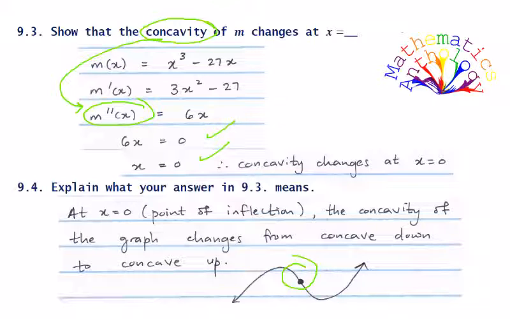Okay, 9.4, what does this answer mean? At x is equal to 0, which is the point of inflection, the concavity of the graph changes from concave down to concave up. As per my little diagram there, you can see that at the point of inflection the graph does actually change from being concave down, and after that point of inflection it changes to being concave up.